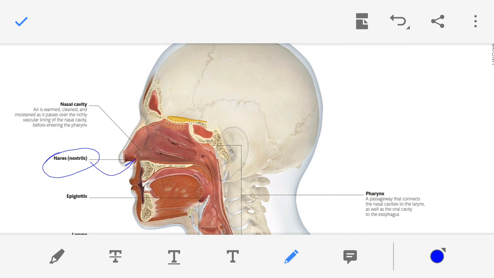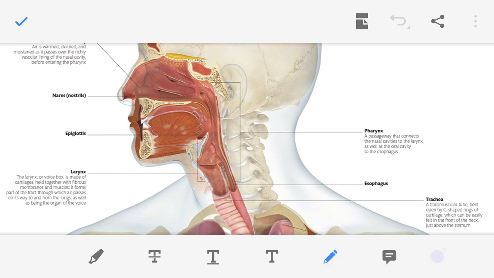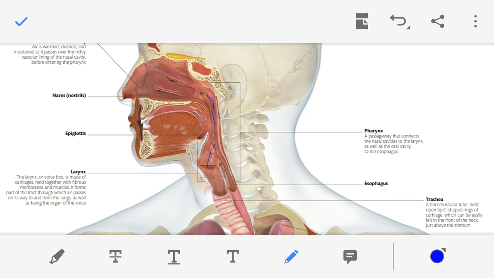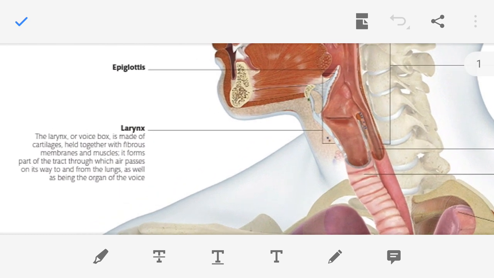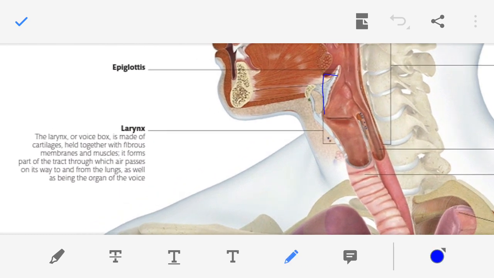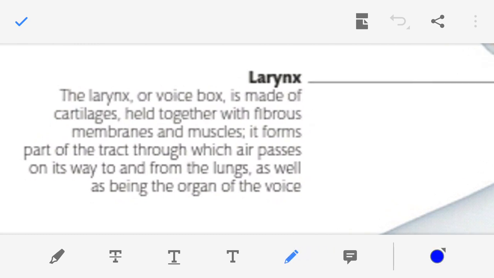Here in this figure, these are the nares. There are two nostrils, and from here the atmospheric air, which has oxygen, enters into our nasal cavity. Then this air passes into the pharynx. After the pharynx, the air enters into the larynx. Here you see, this portion is the larynx, also known as the voice box.